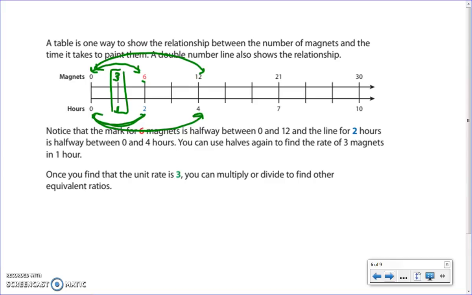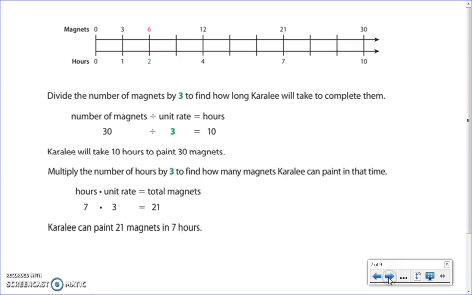Once you know that the unit rate is 3, you can multiply or divide to find other equivalent ratios. So the unit rate is so important because now any of the numbers that I pick on here, like 9 here, I know that the number of magnets is 3 times that, so I know that could be 27. So the unit rate again is very important because it's a multiplier that you can use to find any other value if you have the hours or the magnets, depending on if you're multiplying or dividing.